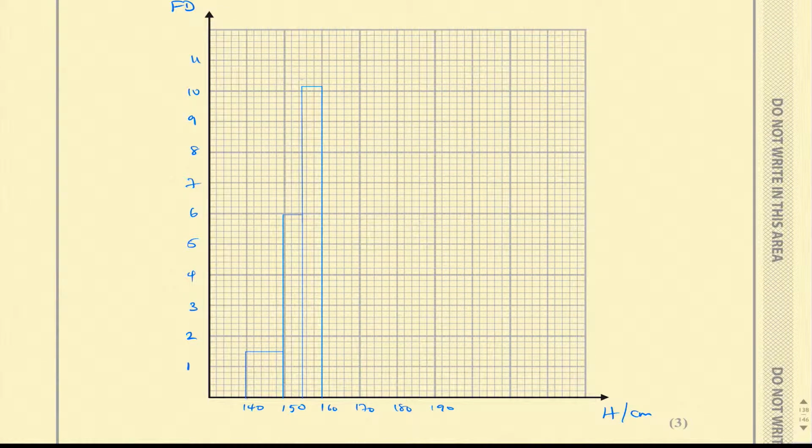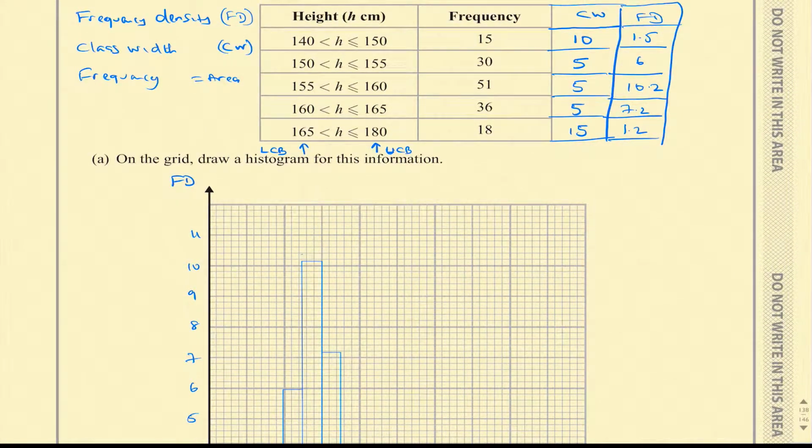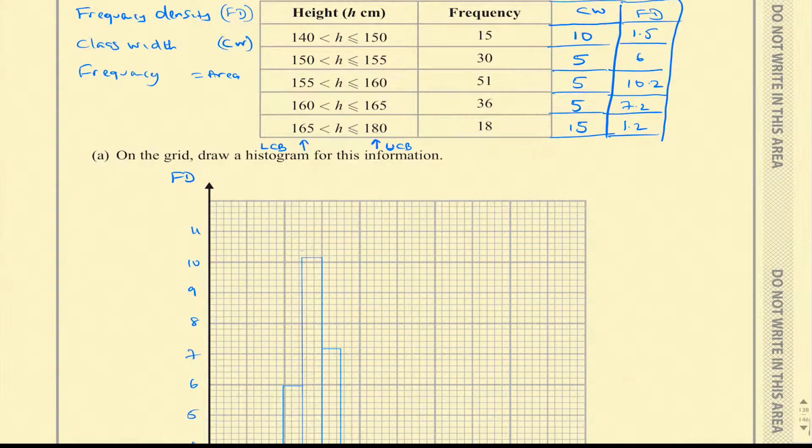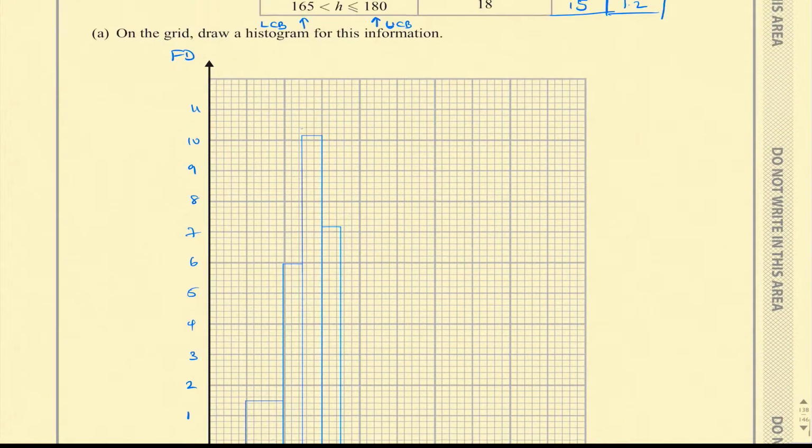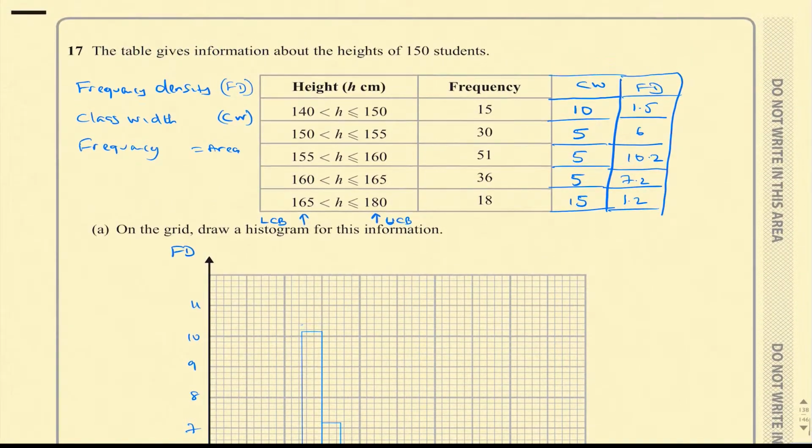So 7.2. Just stop there. There we go. And then come down. Right. And last one is 15 from 165 to 180. So 165 to 180, and I'm going to get 1.2.